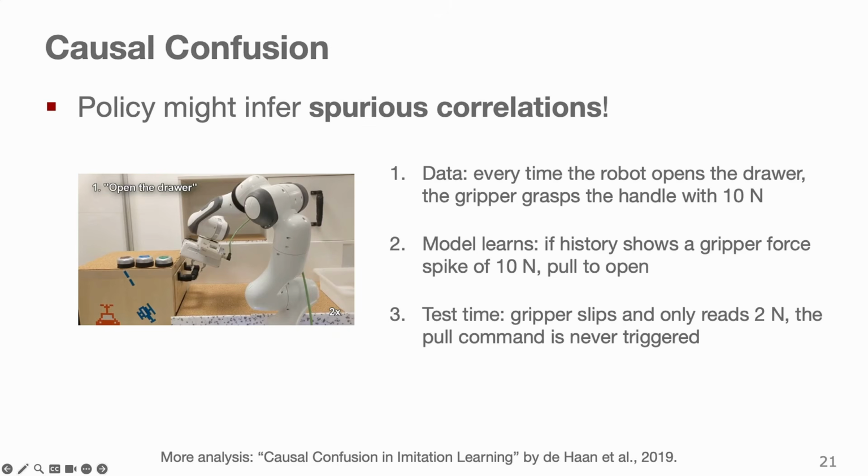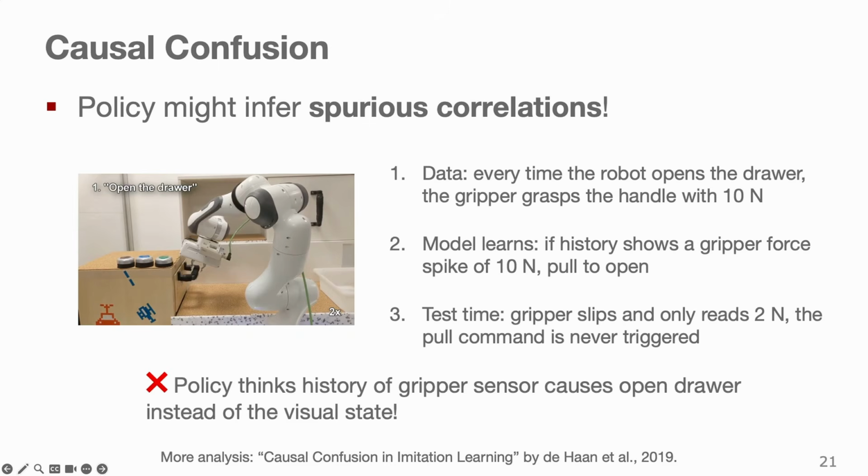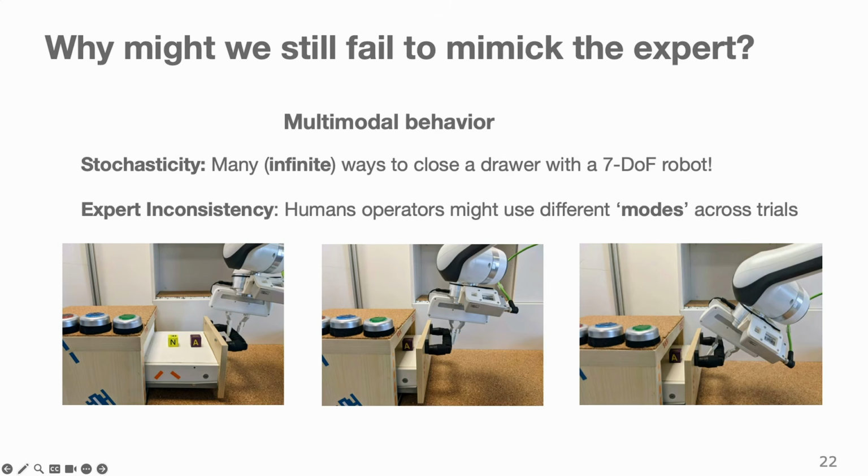So this is one of the challenges when you train policies with history: you have to do a lot of regularization and make sure that they actually still pay attention to the right visual states and so on, to learn the causality. Okay, let's move on to another reason why simple imitation learning can fail. And this is what we will be talking about for the remainder of the lecture mostly.